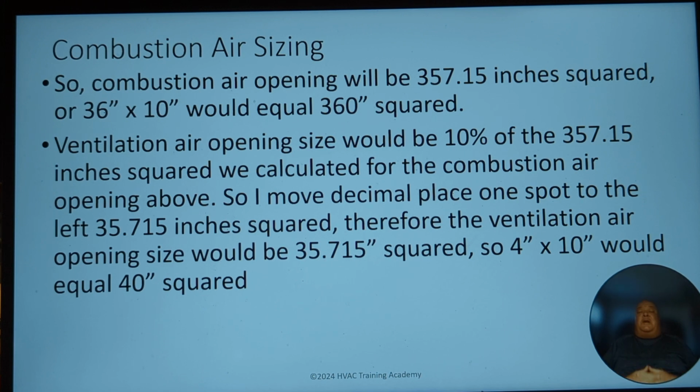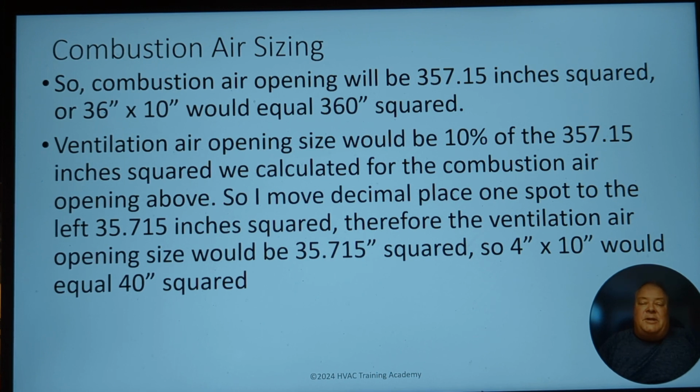So the combustion air opening coming into that boiler room is going to be 357.15 inches squared, or if we went 36 by 10, it would be 360 inches squared. So a 10-inch wide opening, 36 inches long would be acceptable in this case.